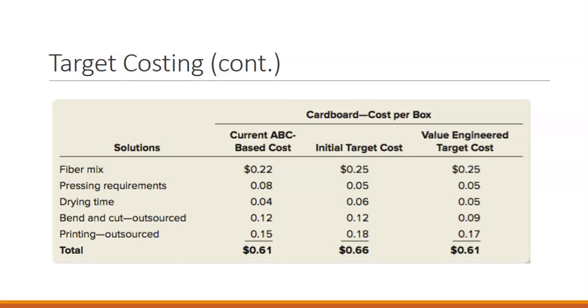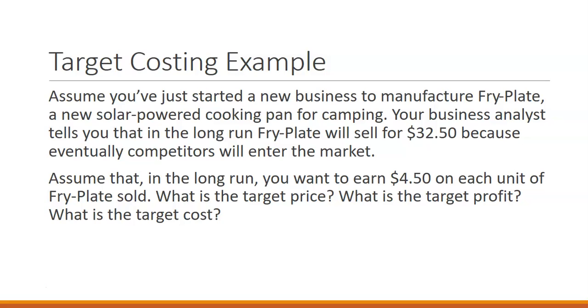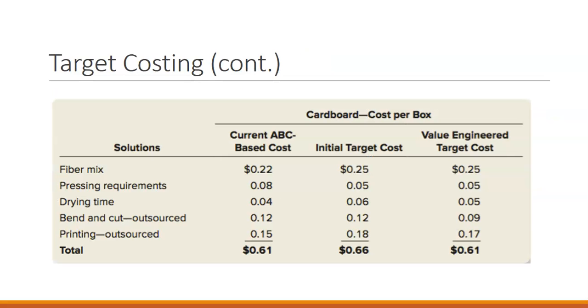So we have our current activity-based cost, our initial target cost, and the value engineered target cost. So our initial target cost is 66 cents. So regardless of what we do with this product, we can't go over a total cost of production of 66 cents per item. So this is this analysis.